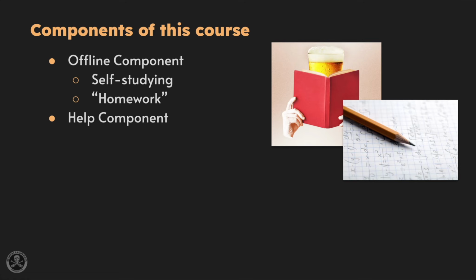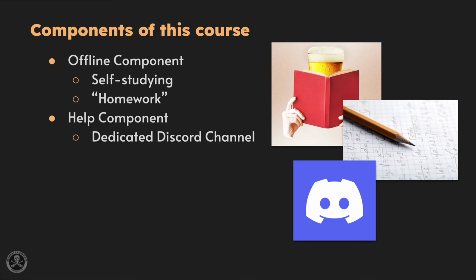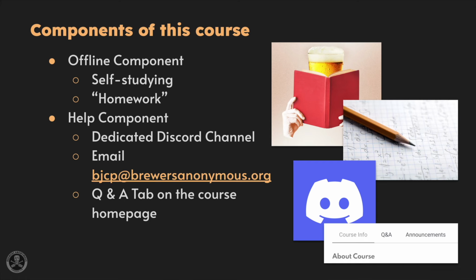There's a help component to this course, and that starts with our dedicated Discord channel. For anyone that is not part of our Discord server or part of our club, there's an email address tied specifically to this course. It is bjcp@brewersanonymous.org. And there's also a Q&A tab on the course homepage where you can drop a question that anyone can answer. So any of those points of contact are available to anyone that needs to ask a question or make contact with us in one way or another.